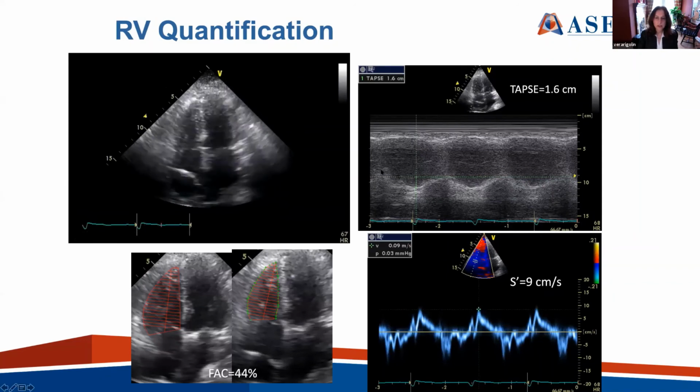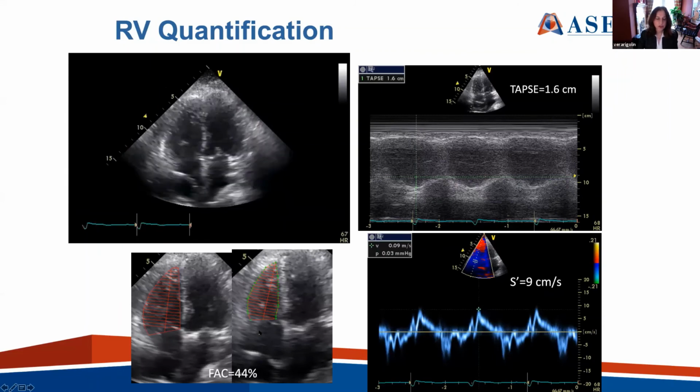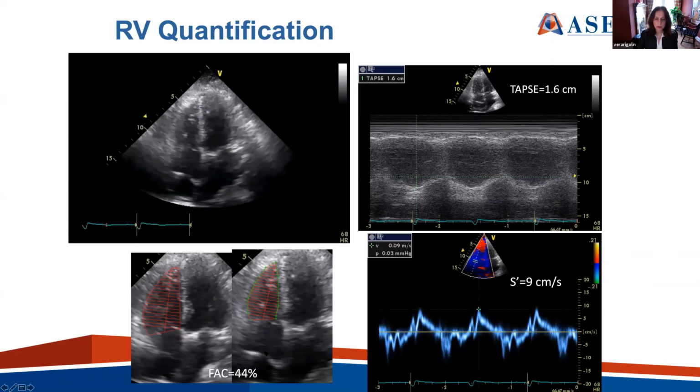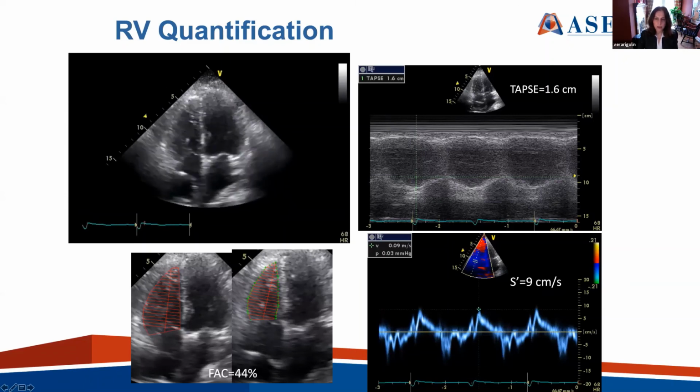And when we look at some of our quantitative parameters, we see that her TAPSE is right at the normal limit. Fractional area change is normal at 44%. Remember, less than 35% is abnormal. And her S prime is just a tad low. Greater than 10 would be normal. But 9 is not too bad, and really kind of goes along with the other parameters that we are looking at. Everything's just right at the upper limit of normal.